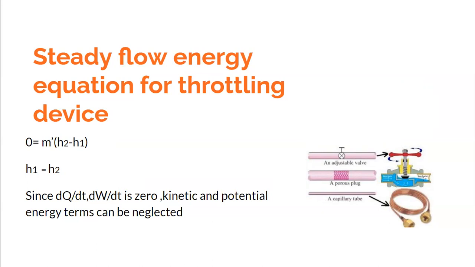And why does that come? If you look at the general form of the steady flow energy equation, throttling devices do not produce any work, so dW/dt is zero. There is negligible heat transfer, so dQ/dt is equal to zero. The changes in kinetic and potential energies are negligible. If you substitute these values in the generalized equation, what you get is 0 is equal to m dot into h2 minus h1, or h1 is equal to h2. It means that the steady flow energy equation for throttling devices equates the enthalpy before throttling and after throttling.